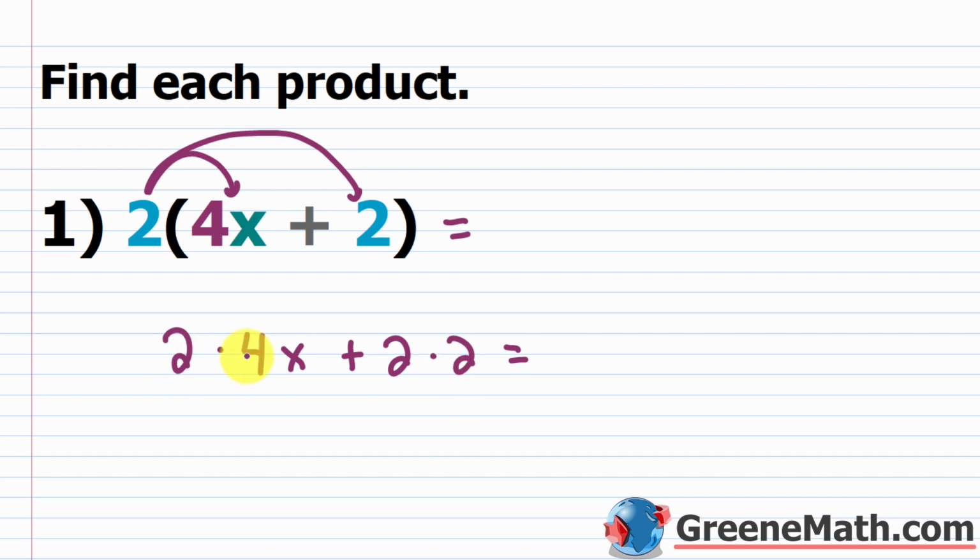So in other words, 2 times 4, if I multiply these numbers together, I'm going to get 8. And then x, I really can't do anything other than just to list that. So I always say x comes along for the ride. Then you have your plus. You have 2 times 2, which is going to give you 4. And 8x and 4 are not like terms, so this is as simple as we can make this. So our answer is going to be 8x plus 4.